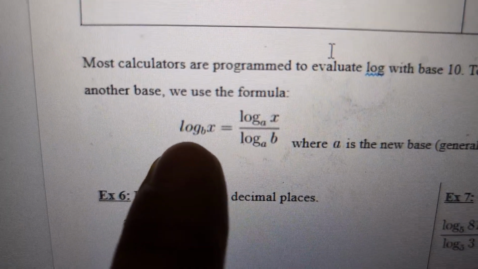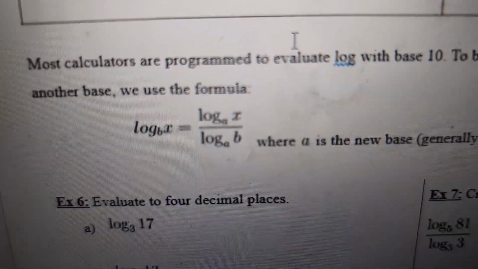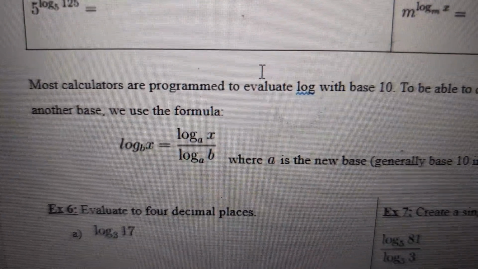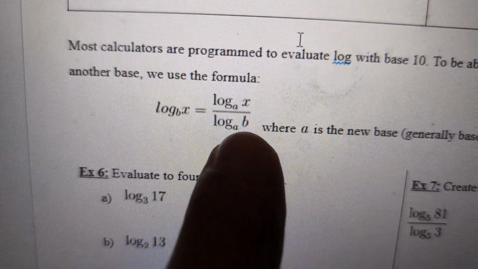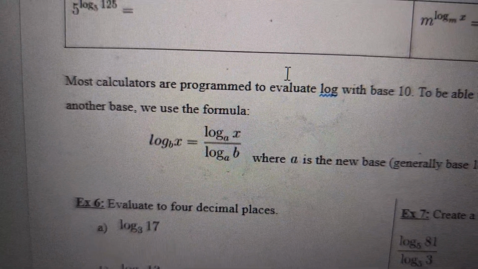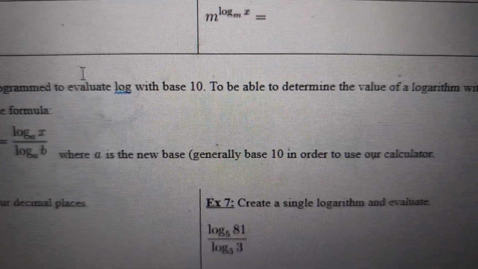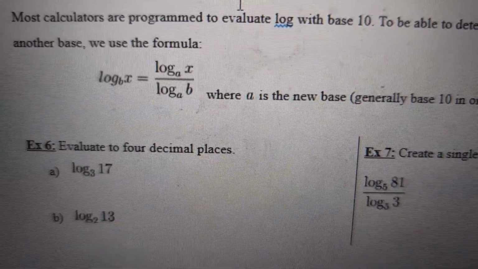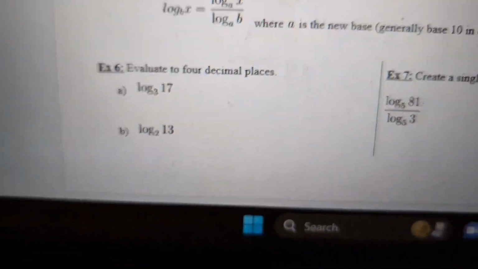And so whatever your original log is with a base of b, you can rewrite that always as a log with a new base of a, with your old argument x over your old base b as the two arguments of these new logs. So a is your new base. Generally, we want to use base 10 because that's going to let us use our calculator. And so we're going to see what this looks like in practice here in just a moment. I'm going to go grab a calculator.